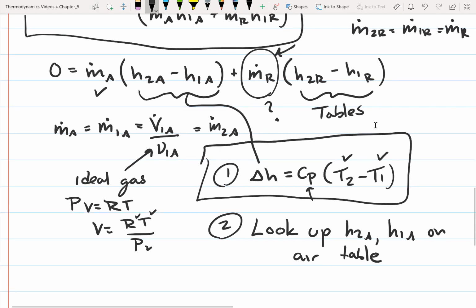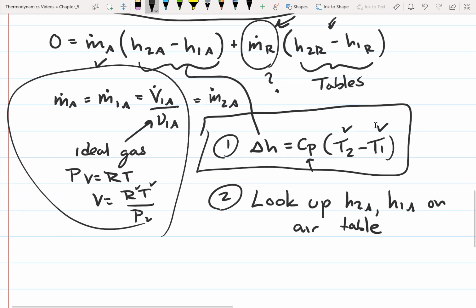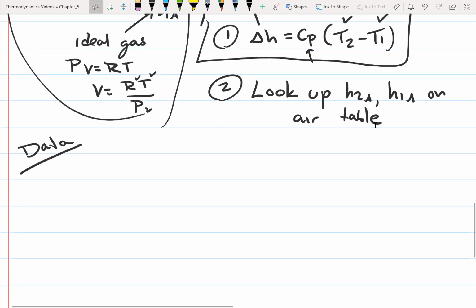We're solving for the mass flow rate of the refrigerant. We're going to look up the enthalpies of the refrigerant on the tables. We're going to calculate the change in enthalpy of the air using a specific heat, and we're going to calculate the mass flow rate of the air from this relation. So now let's get our data. And like I said, the hardest part about doing these heat exchanger problems is just keeping track of everything. So just make sure you label everything and try and keep things really organized, and you'll find that these problems are a lot easier.